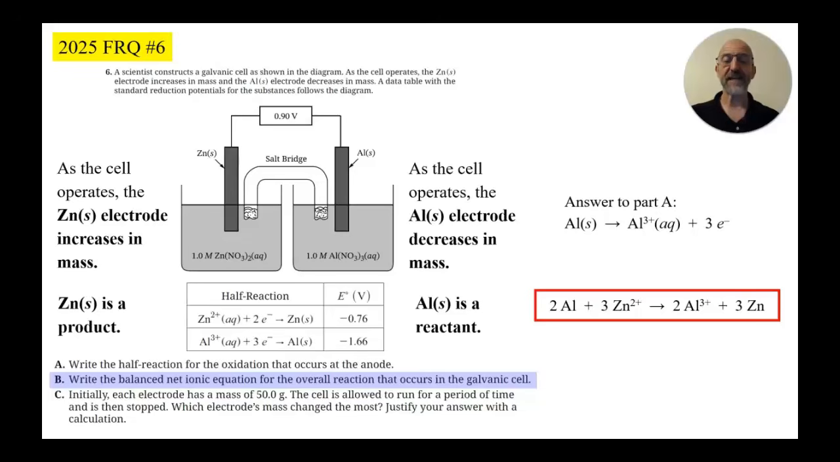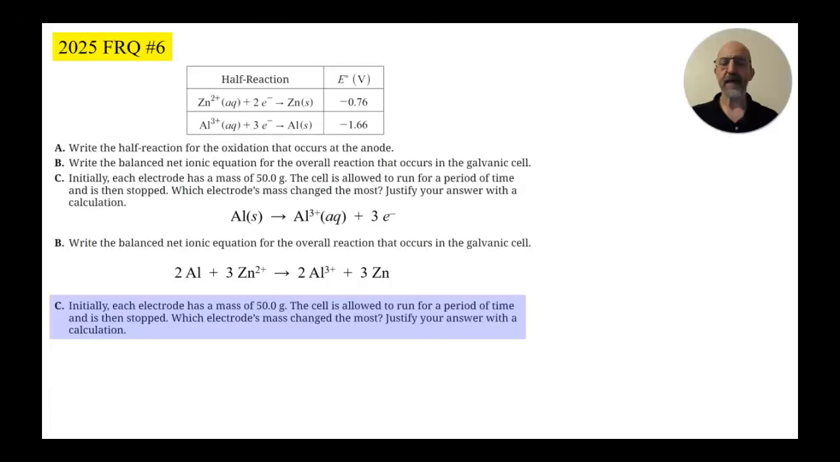Now, the next part is actually kind of a stoichiometry question, not so much an electrochemistry question. It's more about moles and grams and stoichiometry. It says, initially, each electrode has a mass of 50 grams, and the galvanic cell is allowed to run for a period of time, and then eventually it is stopped. But it asks which electrode's mass changed the most. Which electrode's mass changed the most? Now, here is an incorrect student response to that question.